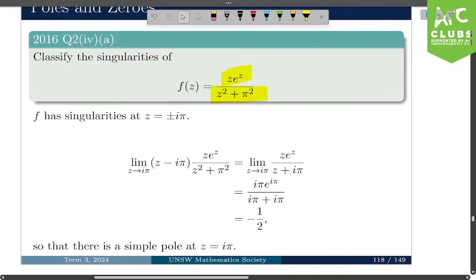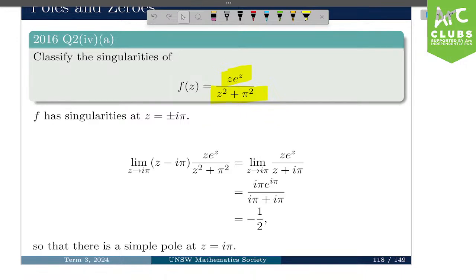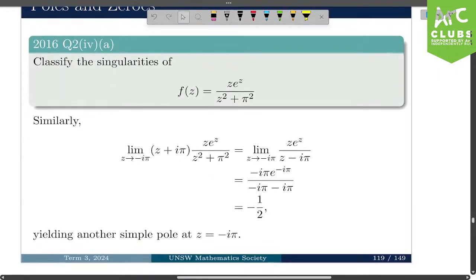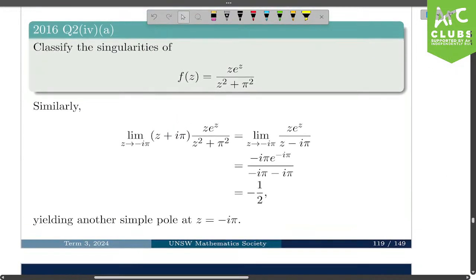But we observe that is not the case, so we multiply out the z minus the root, which yields us our functional value there. Since we were able to define the limit, it is a simple pole. Lovely. Moving forwards, similarly, we look at the other root, so this is now for the minus iπ, and we see the same thing.